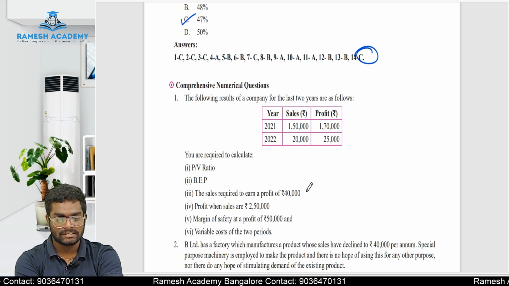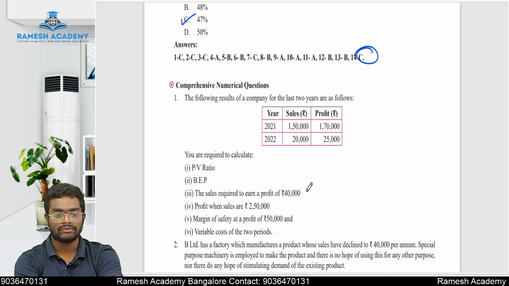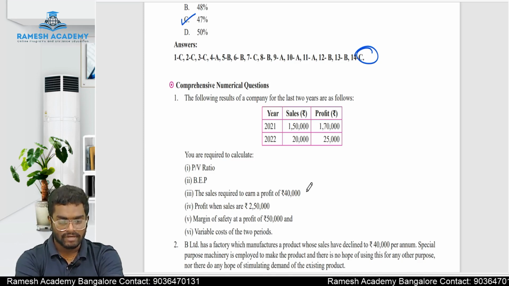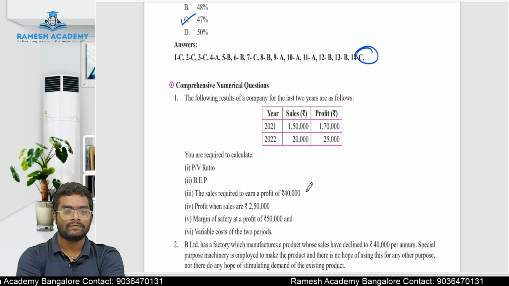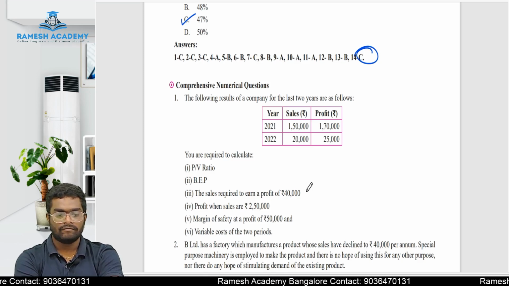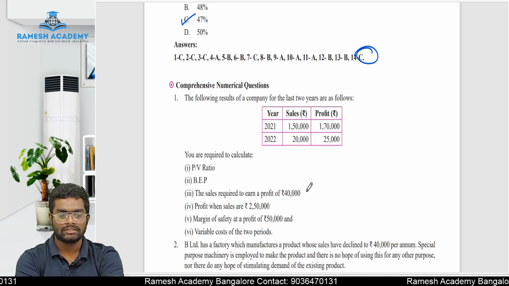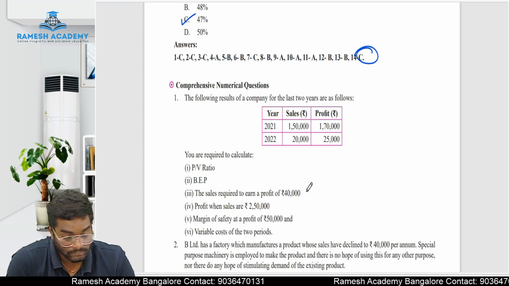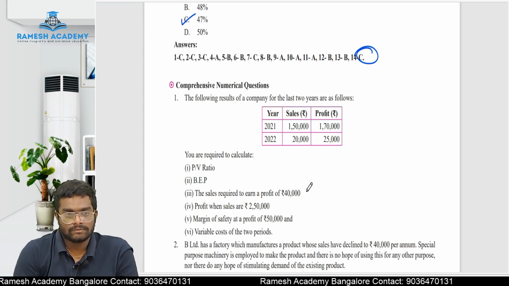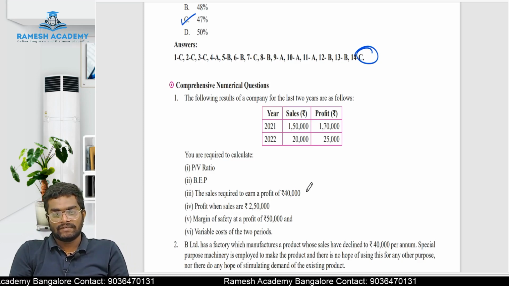Next, you have the sales to earn a required profit of 40,000. So desired sales. What is the formula? Desired sales is desired profit plus fixed cost, divided by PV ratio. Next, we have to find the margin of safety at the profit of 50,000. We have the profit, we have the PV ratio, which is calculated before. We can find it out. Variable cost for 2 periods. If you build the income statement, then variable cost is there only. So please calculate everything. These types of questions can be expected in the examination.